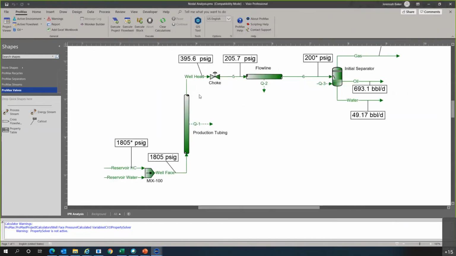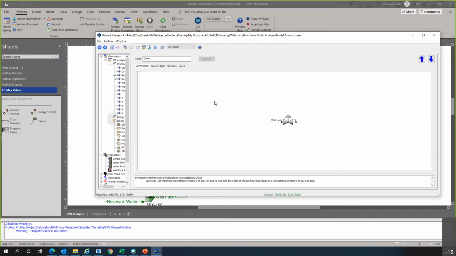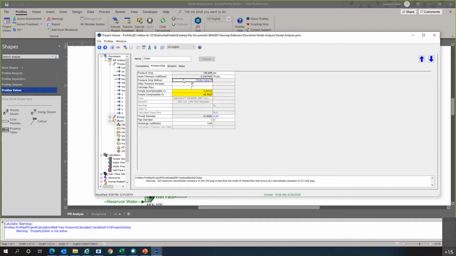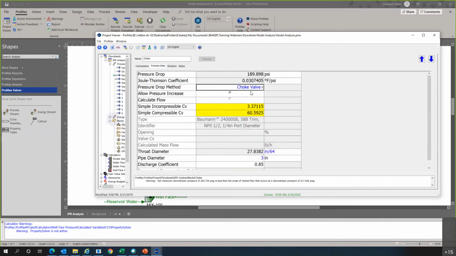So from the tubing, we have the choke valve. Just briefly touch on this since we've already shown you what that looks like. We are setting the pressure drop method to choke valve. The default here is normally user set. And then we're going to be calculating the throat diameter here.